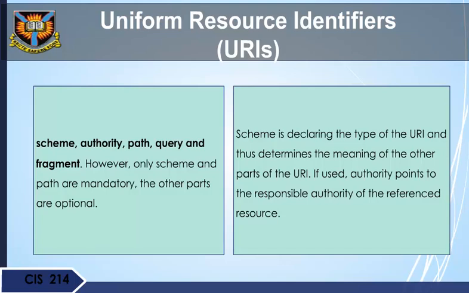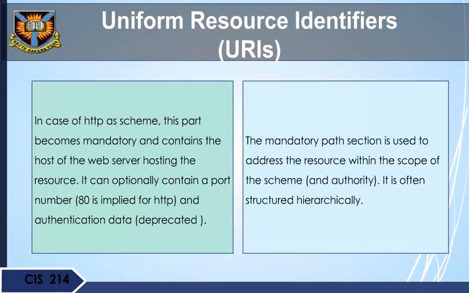Scheme is declaring the type of the URI, and thus determines the meaning of the other parts of the URI. If used, authority points to the responsible authority of the referenced resource. In case of HTTP as scheme, this part becomes mandatory and contains the host of the web server hosting the resource. It can optionally contain a port number. 80 is implied for HTTP, and authentication data is optional.